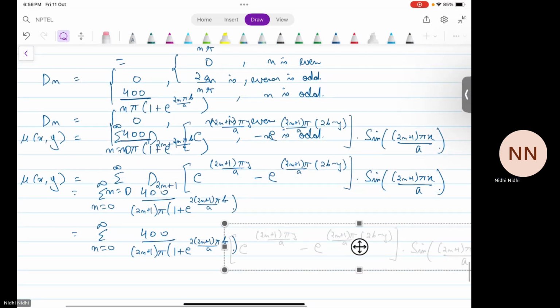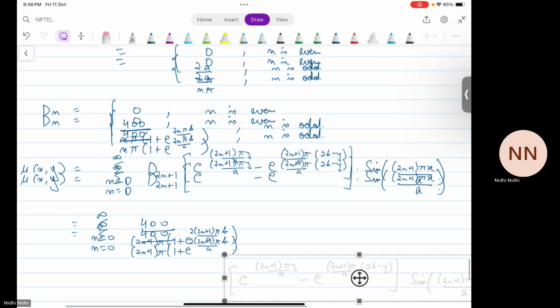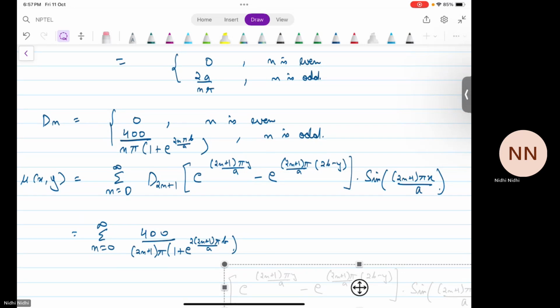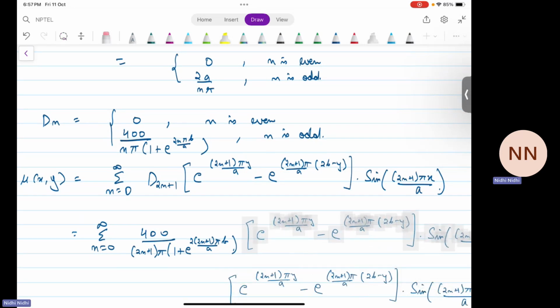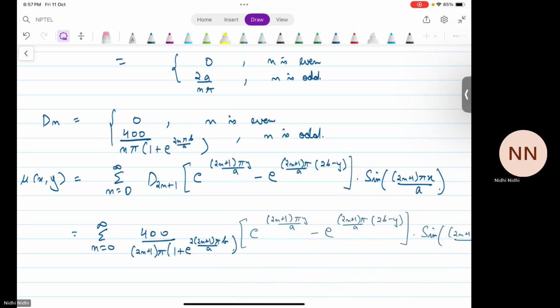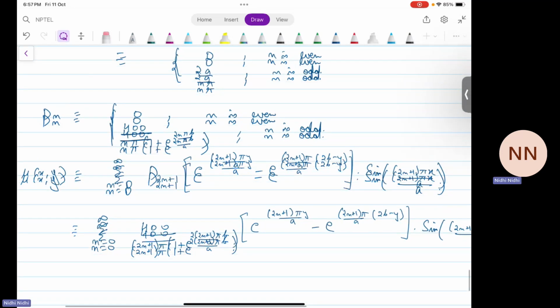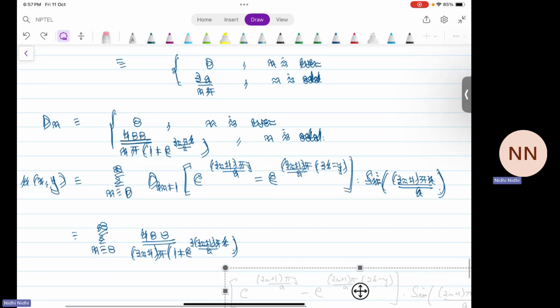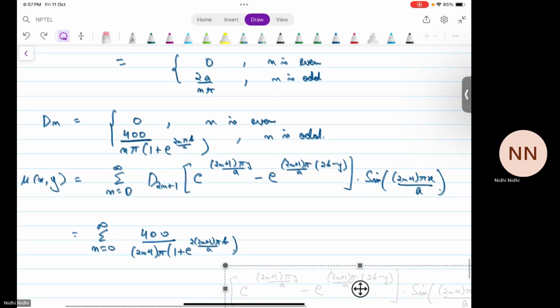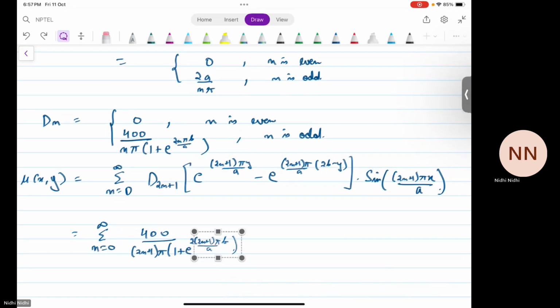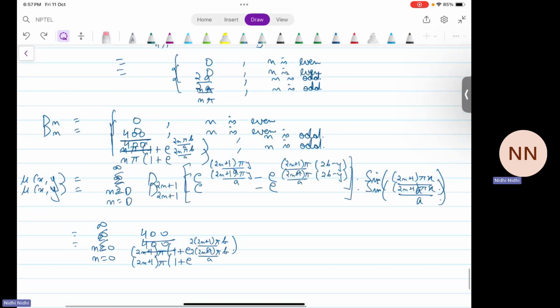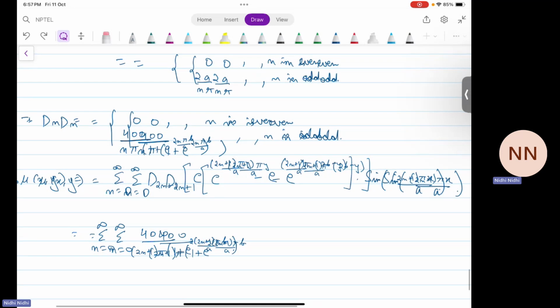Paste. I don't know about this issue. I think there is some problem with my iPad. What's happening?